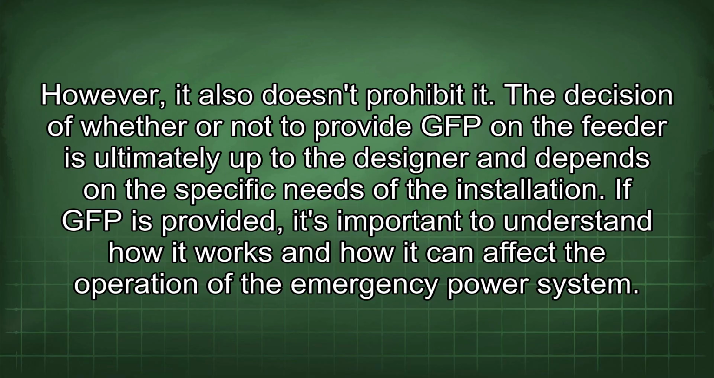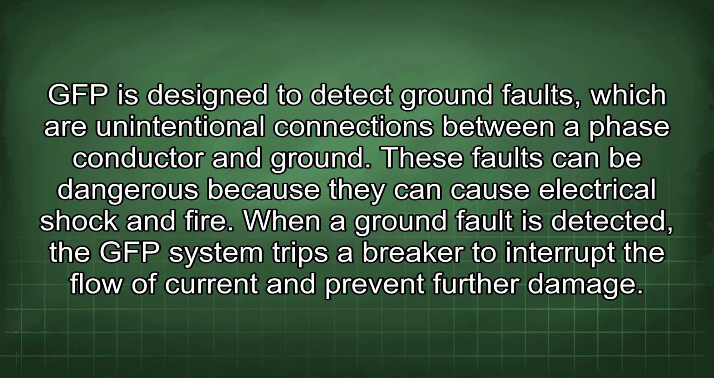If GFP is provided, it's important to understand how it works and how it can affect the operation of the emergency power system. GFP is designed to detect ground faults, which are unintentional connections between a phase conductor and ground. These faults can be dangerous because they can cause electrical shock and fire. When a ground fault is detected, the GFP system trips the breaker to interrupt the flow of current and prevent further damage.